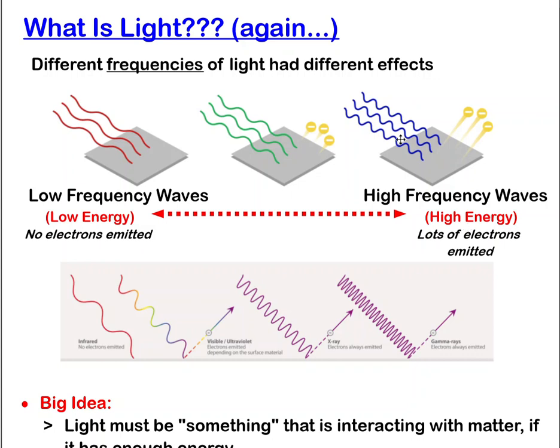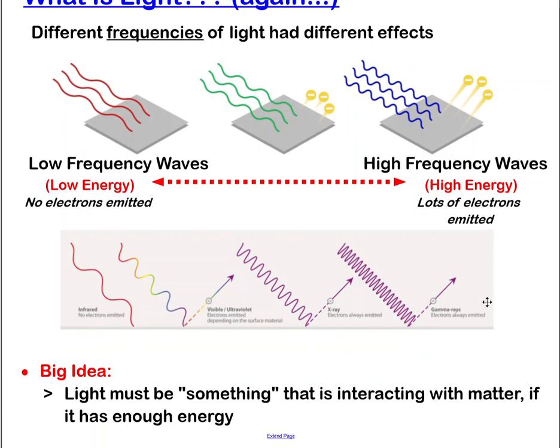If I shine electromagnetic waves that are really high in energy, they interact with the atoms in the plate and then electrons come flying off. So that tells us light must be a thing. If it's interacting with matter, if it has enough energy, it's got to be a thing, right? Waves don't do that. And so maybe after all this time telling Newton he was wrong, Newton was actually right.